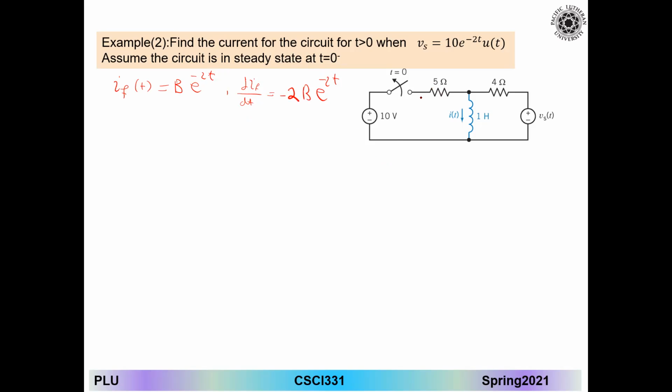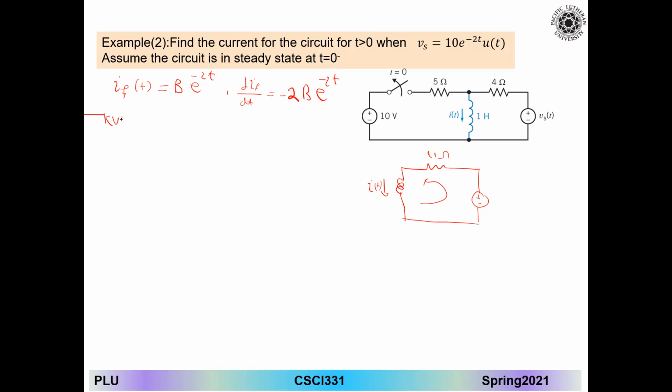Now our focus is after the switch is open. This is our circuit here, which is basically our inductor, our 4 ohm resistor, and our Vs. Here is our I of t, and here is the plus, here is the minus, and here is the 4 ohms. So my current goes this way.